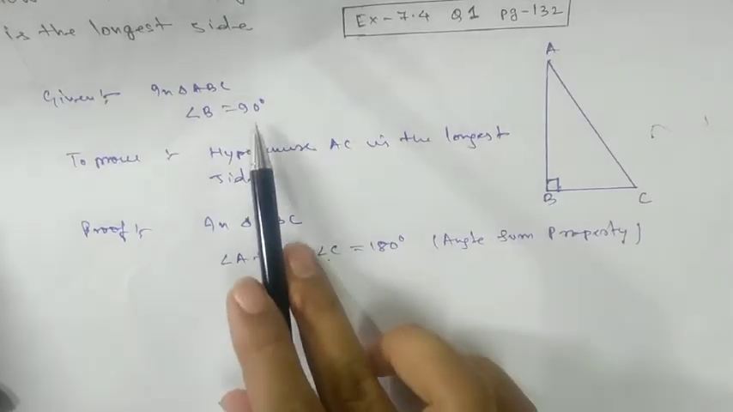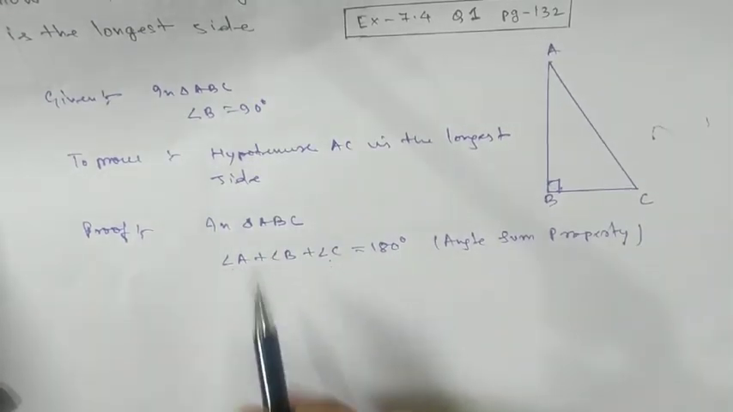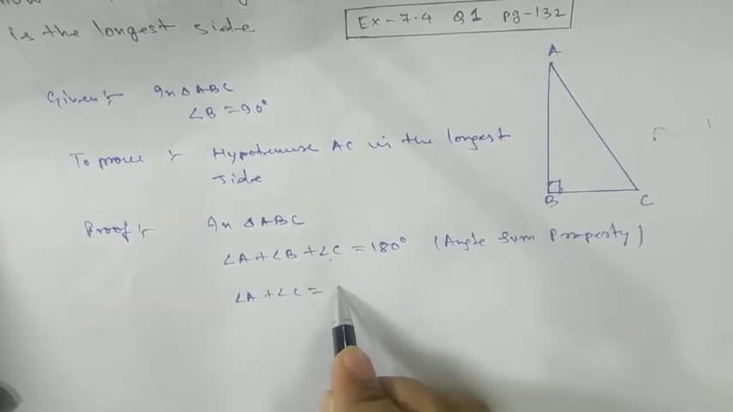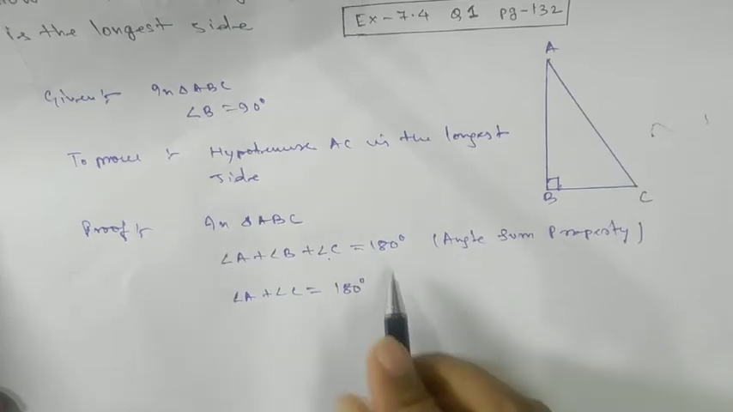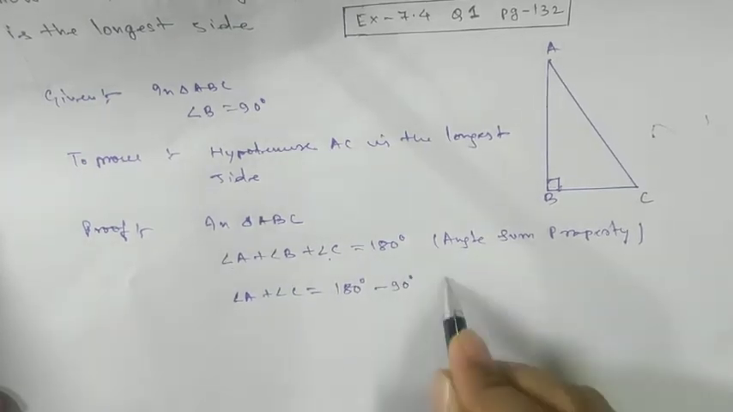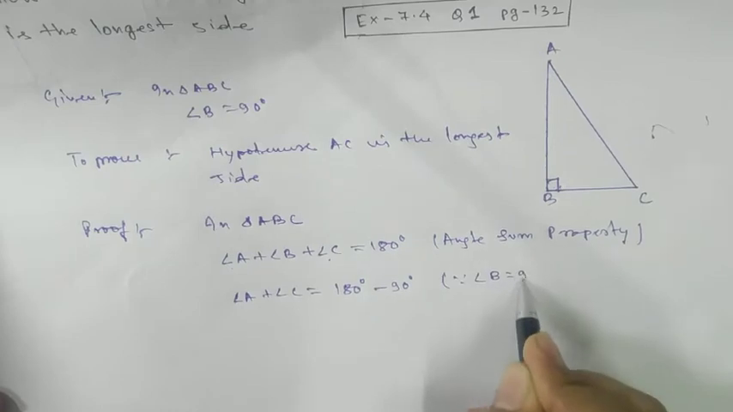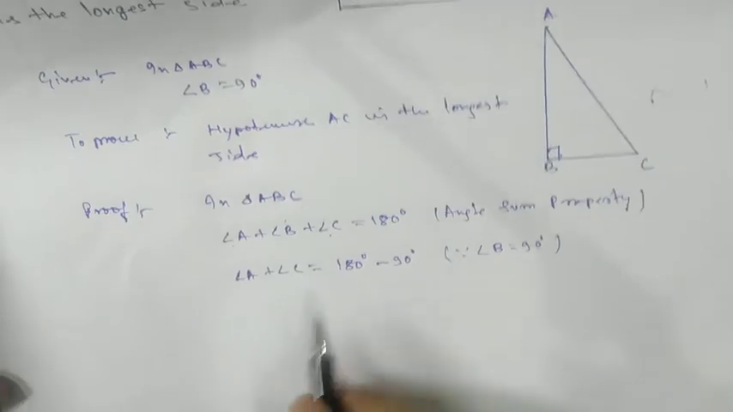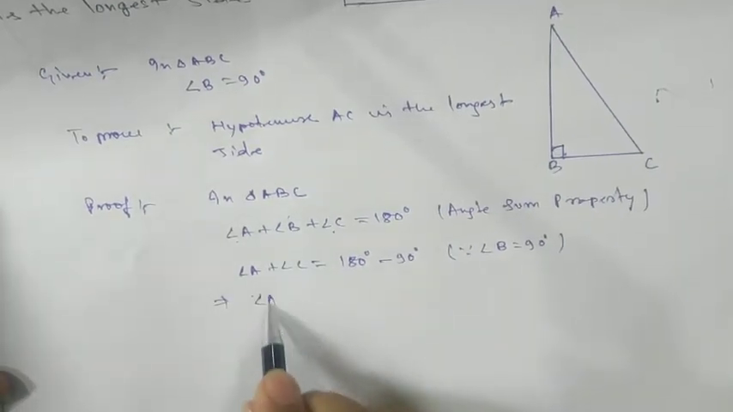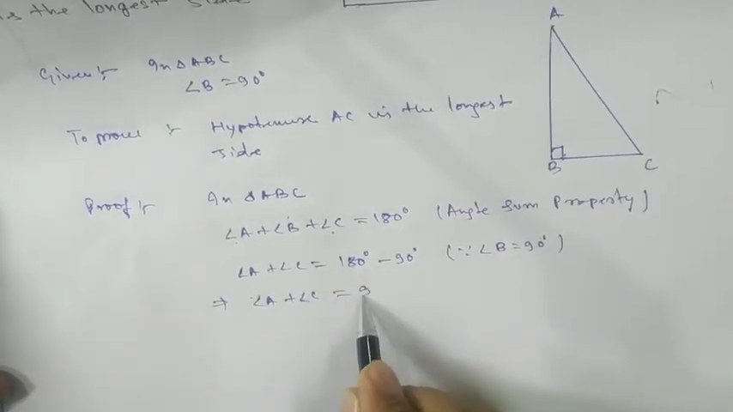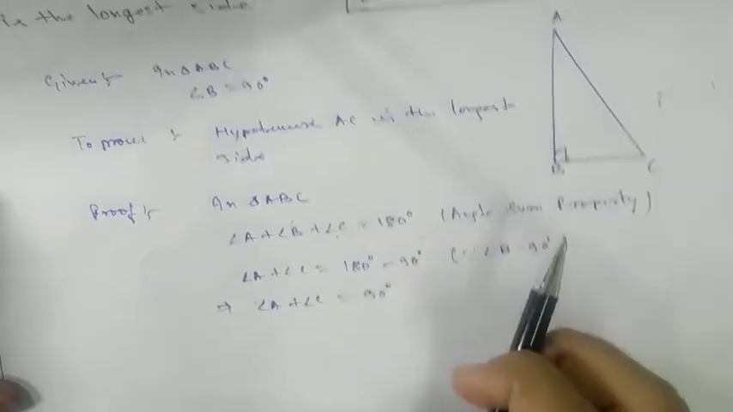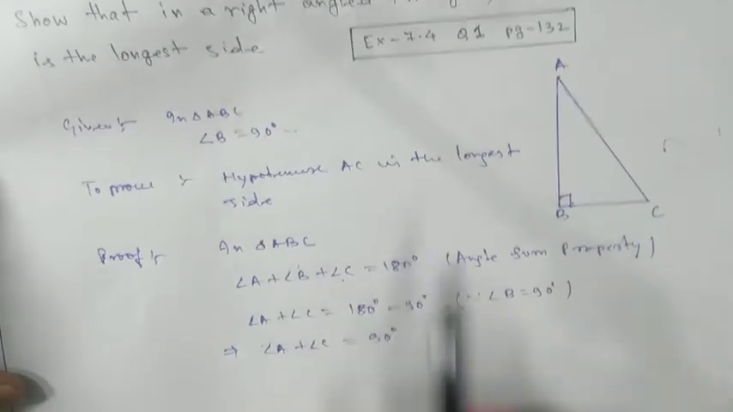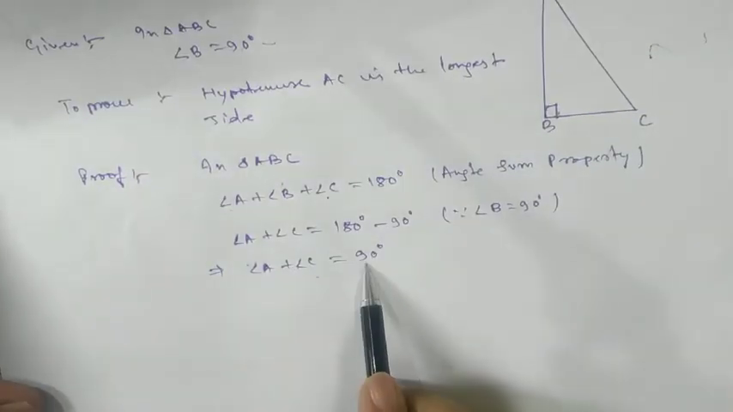Now we have angle B equals 90 degrees, so we'll replace it. That means angle A plus angle C equals 180 minus 90. Why, sir? Since angle B equals 90 degrees, you bring this one to this side and we get 90 here. Now this implies angle A plus angle C gives you 90 degrees. You can see that angle B alone is 90 degrees and the sum of these two gives you 90 degrees.